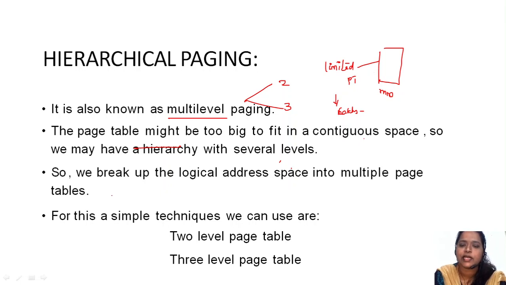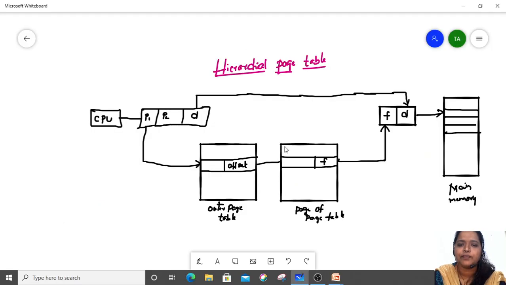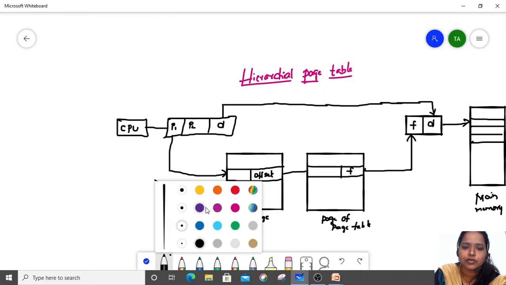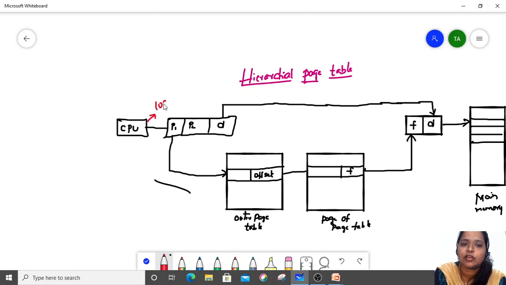In this hierarchical paging, as I have said before, we will have a two-level page table and a three-level page table. Let me show you diagrammatically. So what is a hierarchical page table? Why are we going for this hierarchical page table? First of all, because we are going to have a large number of pages. Suppose the CPU generates an address. Which address does the CPU generate? The CPU will be generating the logical address.